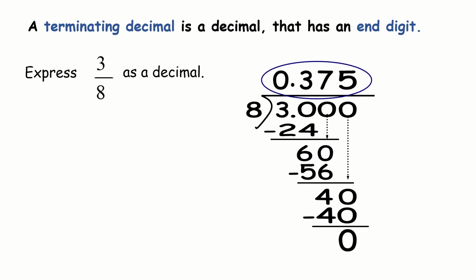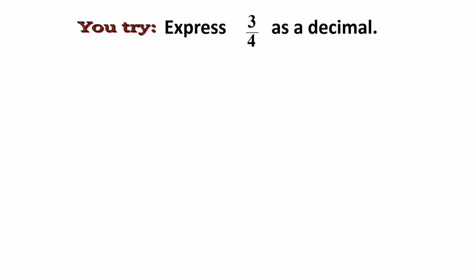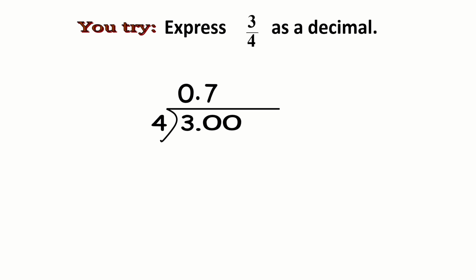Let's look at another example. All right. Express 3 over 4 as a decimal. Let's see if this is a terminating decimal. So the dividend goes in and the divisor goes outside. So we'll say 3 is too small, so we add a 0 to it and a decimal. So we say 30 divided by 4 is 7. 7 times 4 is 28. 30 minus 28 is 2.